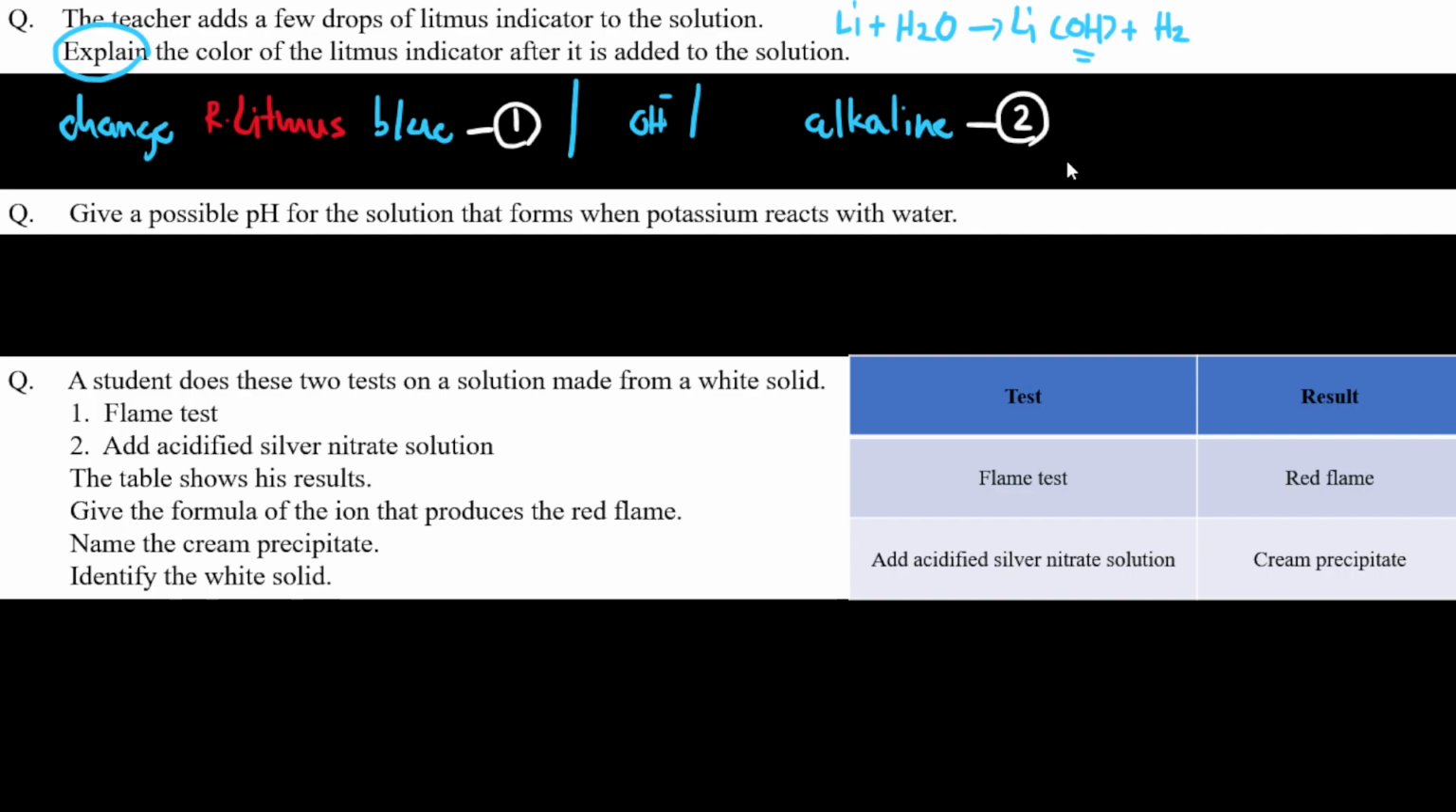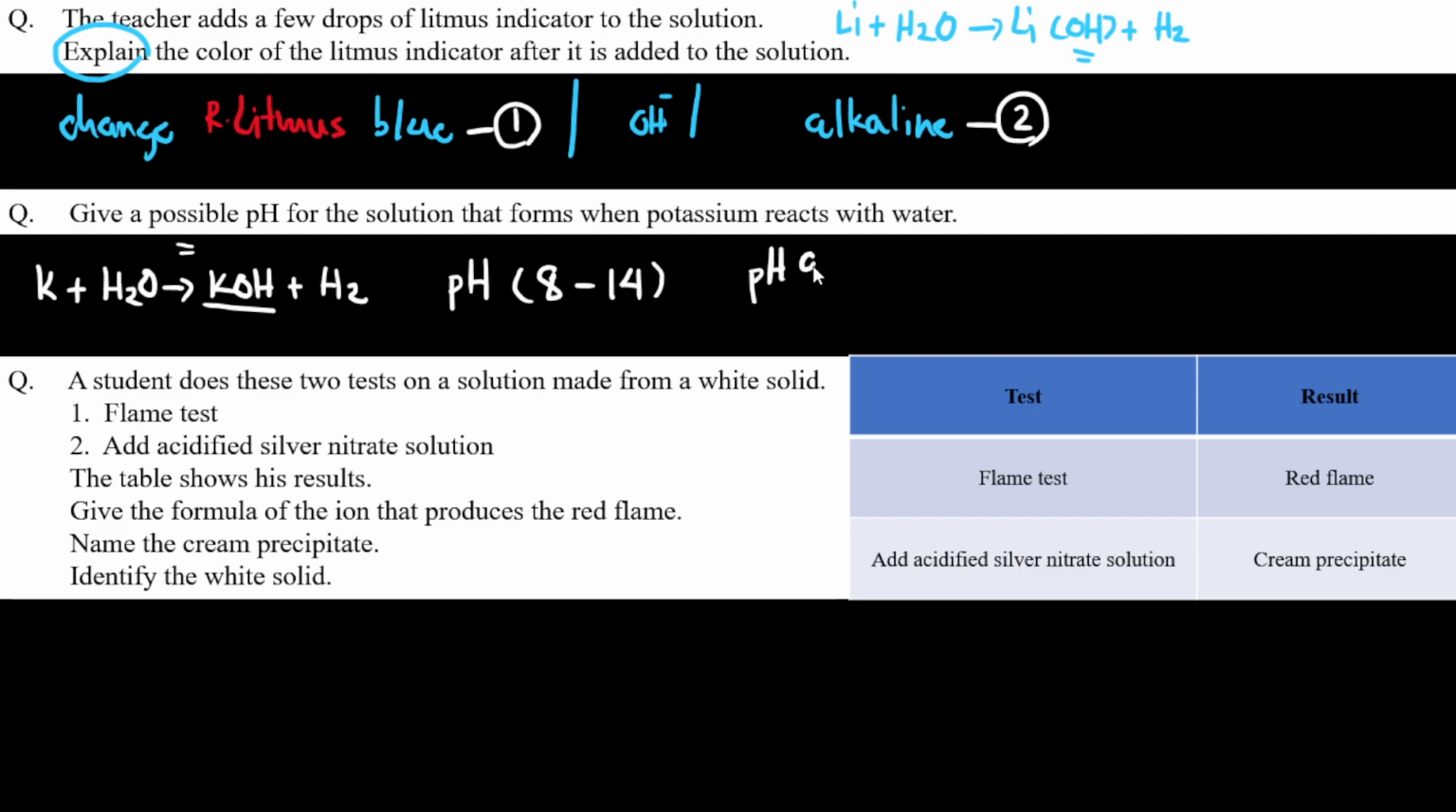Another question. Give a possible pH for the solution that forms when potassium reacts with water. For these questions, it's fairly simple. When potassium reacts with water, you're going to get potassium hydroxide plus hydrogen. Since it is a hydroxide, you know that it is alkali or alkaline. So it's a base, right? So your pH value, they are asking you any possible pH. So it could be anywhere between 8 and 14. So you can pick any number. You can say that it can be pH 9, pH 10, 11, 12, 13, or 14, or 8. Or you can simply say it could be anywhere between 8 and 14 as well.